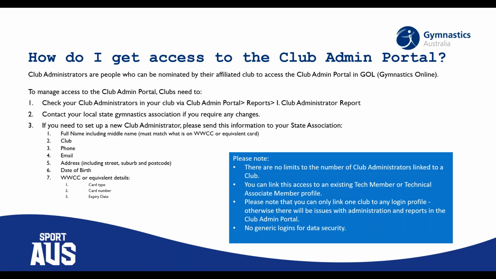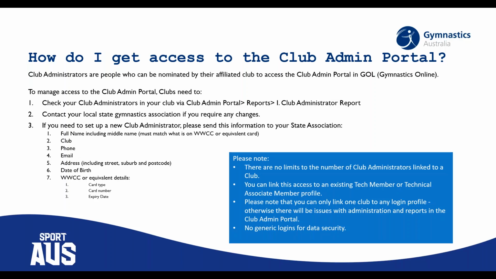If you need to make changes, you need to contact your local state gymnastics association, and those changes can include removing someone from your club or adding someone from your club. If you do need to add someone as a new club administrator, please send this information to your state association in an email. The person's full name, including middle name, and it must match what's on the Working with Children check or equivalent card, as it will be checked at a later stage.